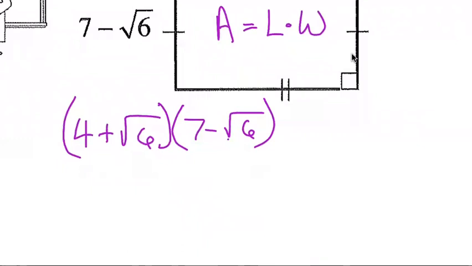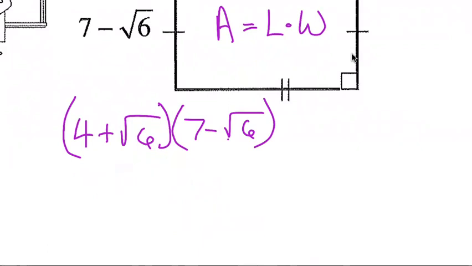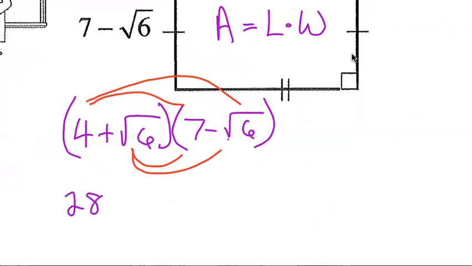If this looks at all familiar to you, it might look like this: (x plus 2) times (x plus 3). Hopefully you remember your distributive property. You're going to multiply these together, first, outside, inside, last, our FOIL, right? Binomial distribution, simple term, FOIL. So I'm going to multiply 4 times 7, which gives me 28, and 4 times -√6, and √6 times 7, and √6 times √6. So 4 times 7 is 28. 4 times -√6 is -4 √6.